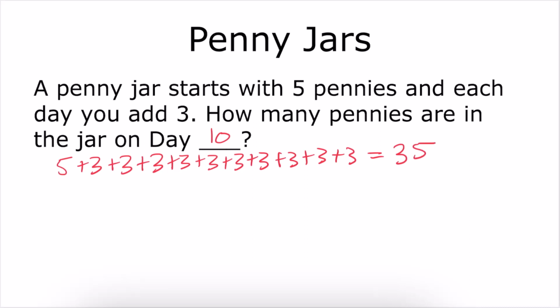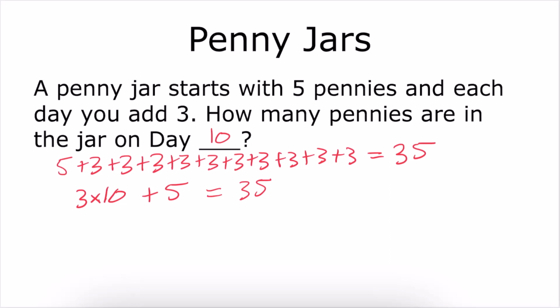and they would find that there are 35 pennies in the jar on day 10. Other students might have other strategies and they might say, well, I know if I'm adding 3 and then adding 3, adding 3, adding 3 for 10 days, that's the same as 3 times 10. And so I can do 3 times 10, but then I also had 5 pennies to start with, and that gives me 35 as well. Because if I do 3 times 10, that's 30 pennies that I added, plus the 5 pennies that I started with, and that gives me 35.